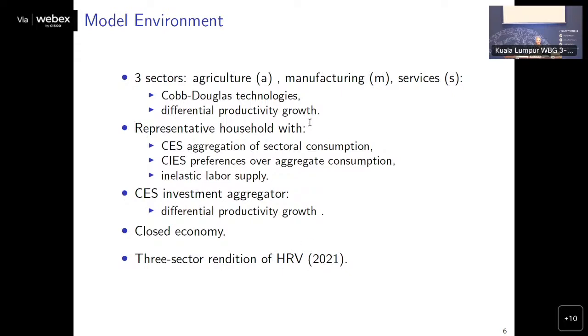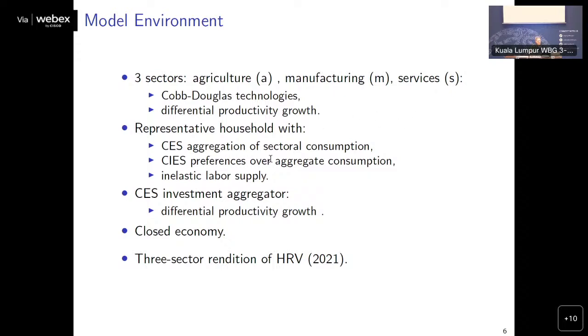They're going to have differential productivity growth. Agriculture is going to grow faster than manufacturing productivity. Manufacturing is going to grow faster than services. It's going to be elasticity of substitution less than 1. All this is exactly like I showed you yesterday, except that we're going to get rid of the non-homothetic preferences.